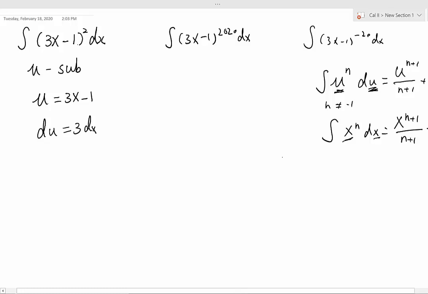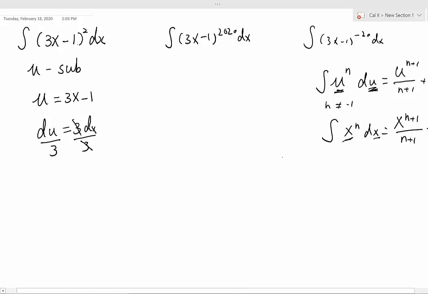The constant will be 0 when you take the derivative. Now we have du equals 3 dx. In order to replace dx by du, we need to divide by 3 on both sides. So now we get dx equals du over 3.